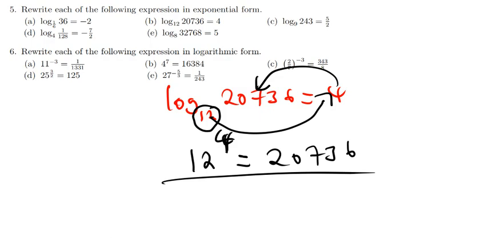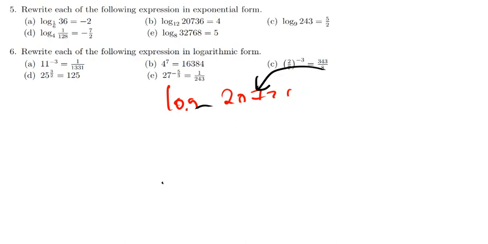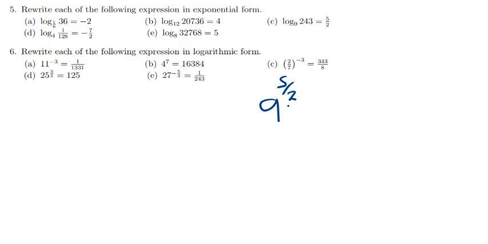Esther, you okay there? Yes, sir. Okay, so tell me what C is going to be. C is going to be 9 to the power 5 over 2 equals 243. Perfect. So we have converted this from log into exponential.